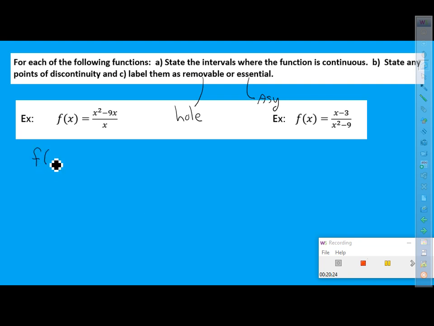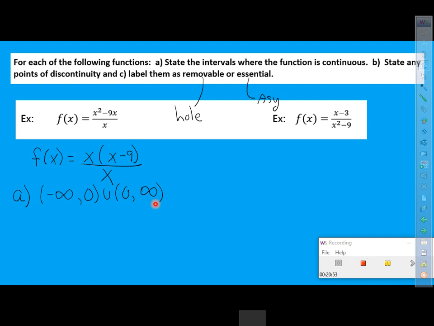Just like we did last time, I'm going to factor x squared minus 9x. I'm going to take out an x and an x minus 9 all over x. I'm going to pause for 1 second. Let's answer part A now. You cannot allow your denominator to become 0. That happens at 0. So this is going to be continuous from negative infinity to 0, along with 0 to infinity.